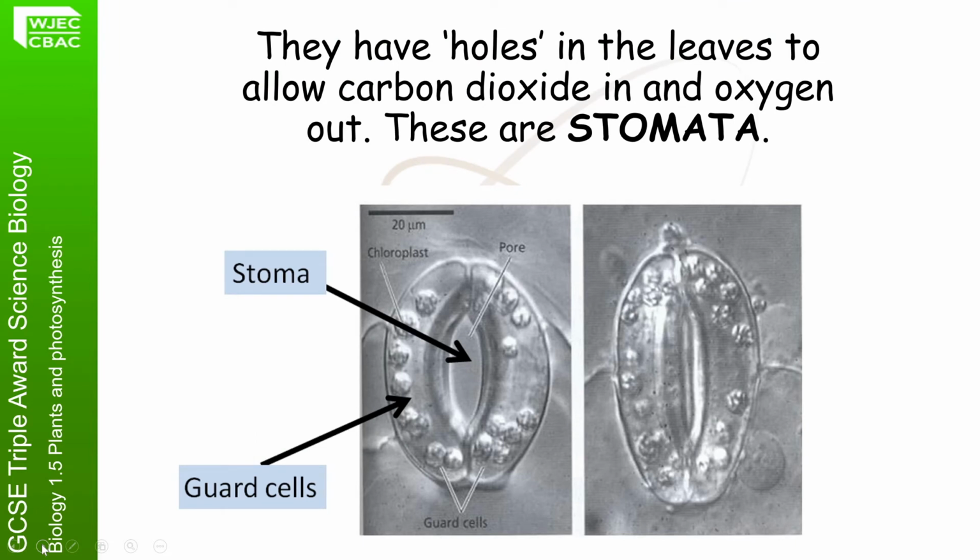Leaves also have holes, which we can see the stomata here create. The guard cells either side are two banana-shaped cells or kidney bean-shaped cells, and in the middle we can see the pore, where the stomata are open on the left-hand side and where the stomata are closed on the right-hand side as the guard cells have closed together.